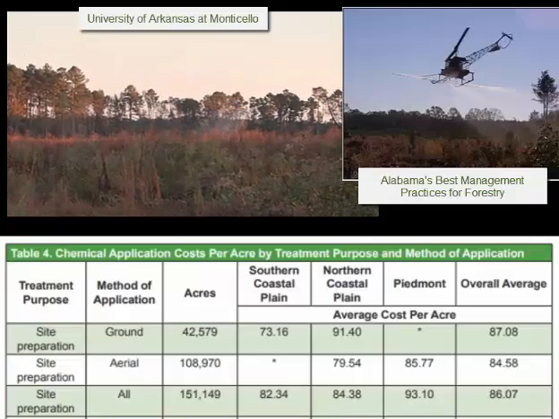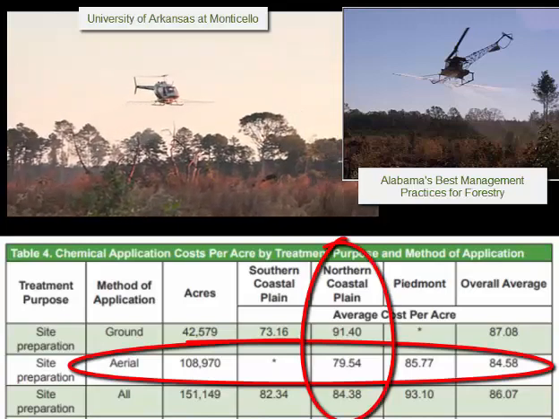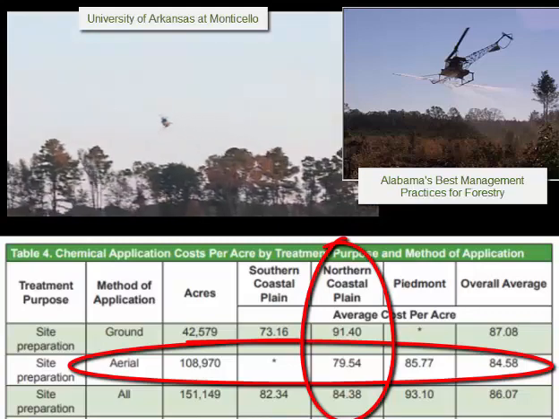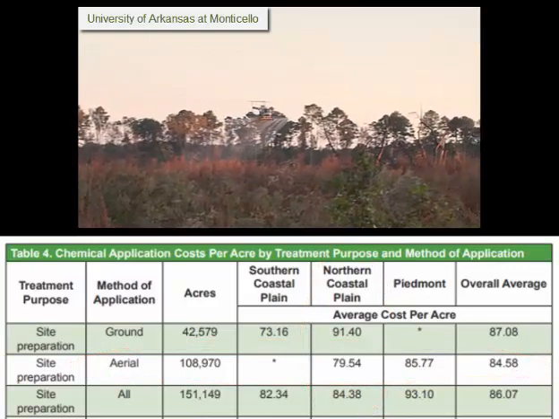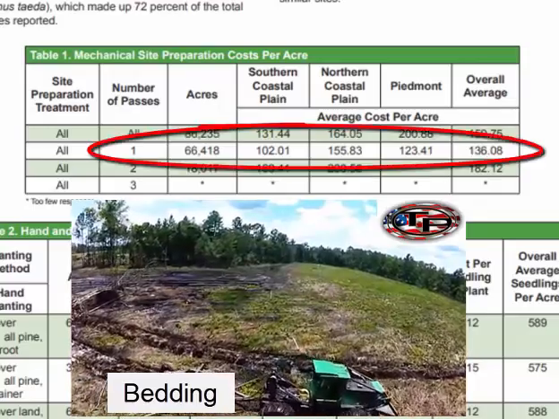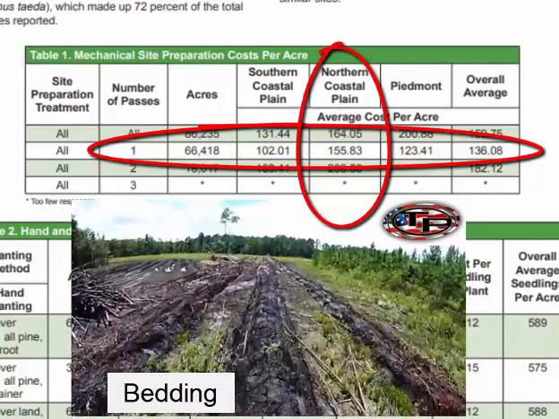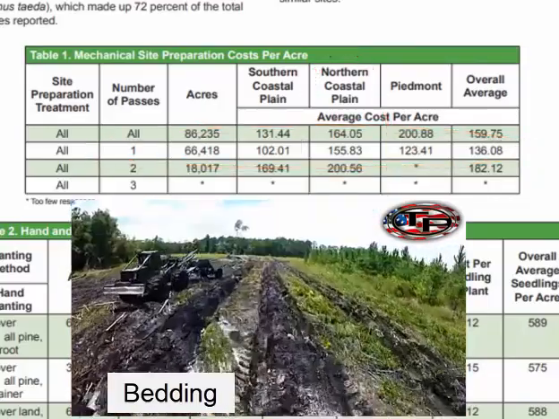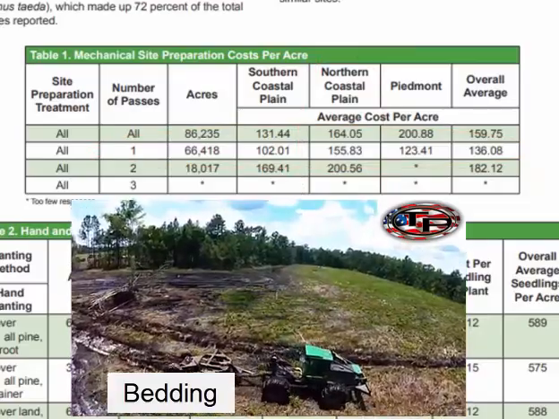For the chemical site preparation treatment conducted in June, we will assume an aerial method of application. And since we are in the northern coastal plain, we will assume it'll roughly cost around $79.54 per acre. For the bedding operation, we will assume a single pass, and since we are in the northern coastal plain, you can assume roughly it would cost around $155.83 or $156 per acre. And this operation will be conducted in November of the winter prior to planting.